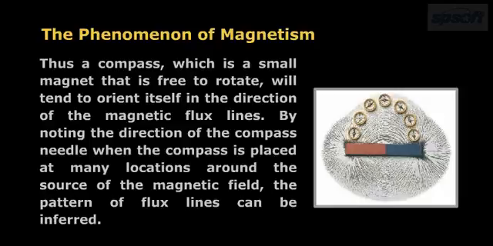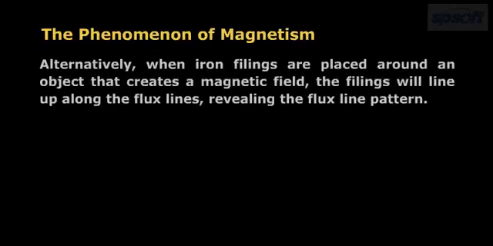By noting the direction of the compass needle when the compass is placed at many locations around the source of the magnetic field, the pattern of flux lines can be inferred. Alternatively, when iron filings are placed around an object that creates a magnetic field, the filings will line up along the flux lines, revealing the flux line pattern.